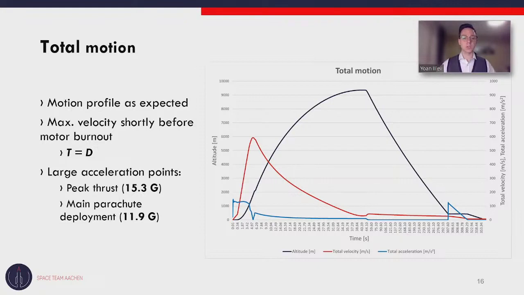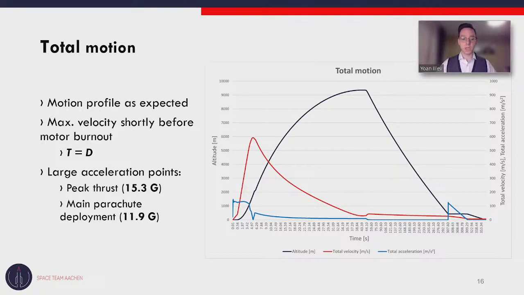After that, we reach the motor burnout, and then we start to decelerate because of the drag we experience on the rocket. Nevertheless, we still fly higher, and we reach our apogee at 9,356 meters above ground level. After that, we start our descent, which is a bit stretched so that we have a place for the more important, more detailed parts of the graphic.